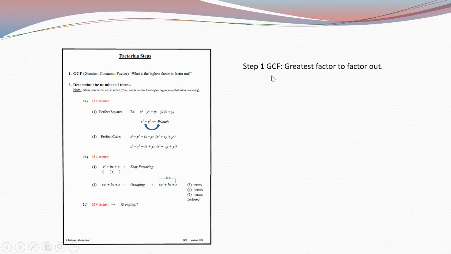Okay, so for example, this is step number 1, right? Step 1, the GCF, which means what's the greatest factor to factor out. Okay, so that's step 1 here. So again, what's the GCF of 20 and 30? Right, we're going to get the factors of 20 and the factors of 30.